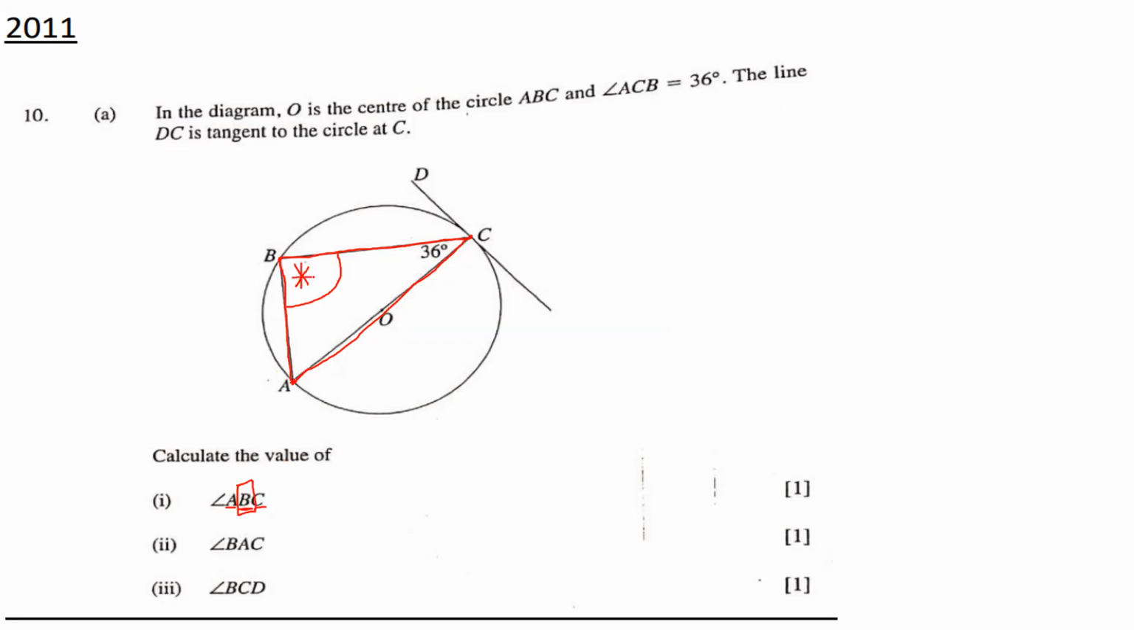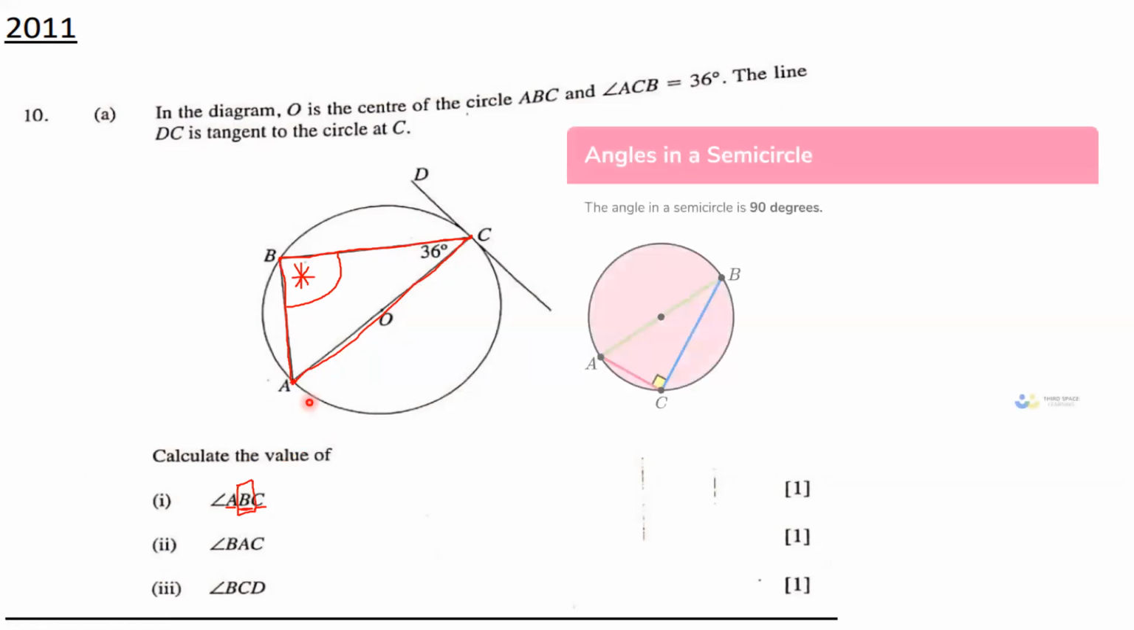Now, what theorem can we use to answer this question? Well, let's use the angles in a semicircle theorem. The theorem says that the angle in a semicircle is 90 degrees. So if we have a semicircle, or half a circle, the angle that's formed right here is definitely going to be 90 degrees because the angle in a semicircle is 90 degrees.